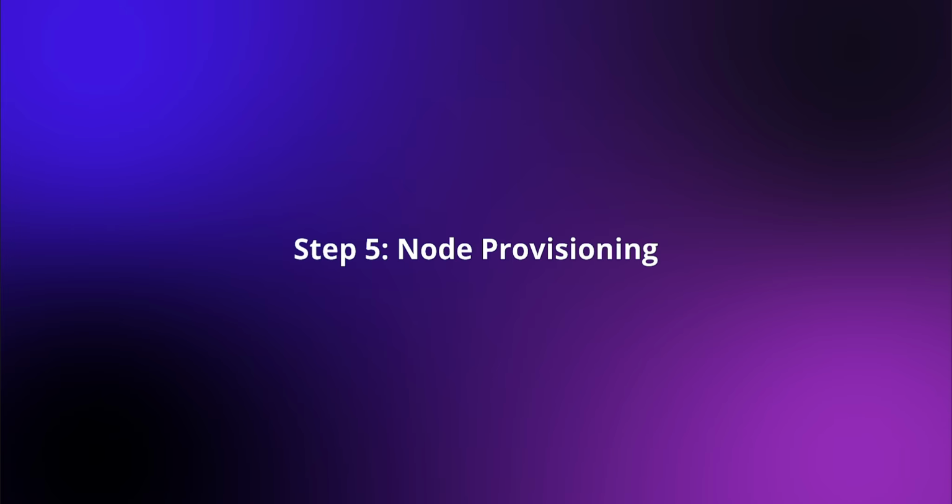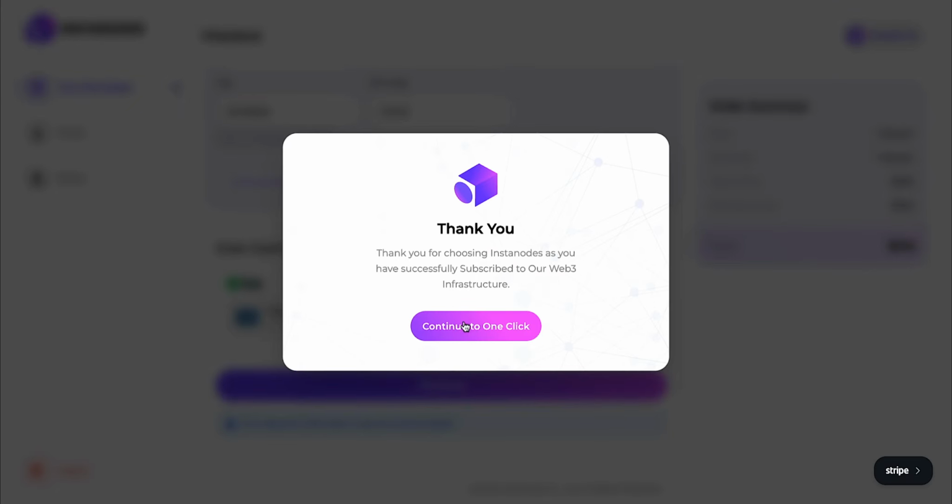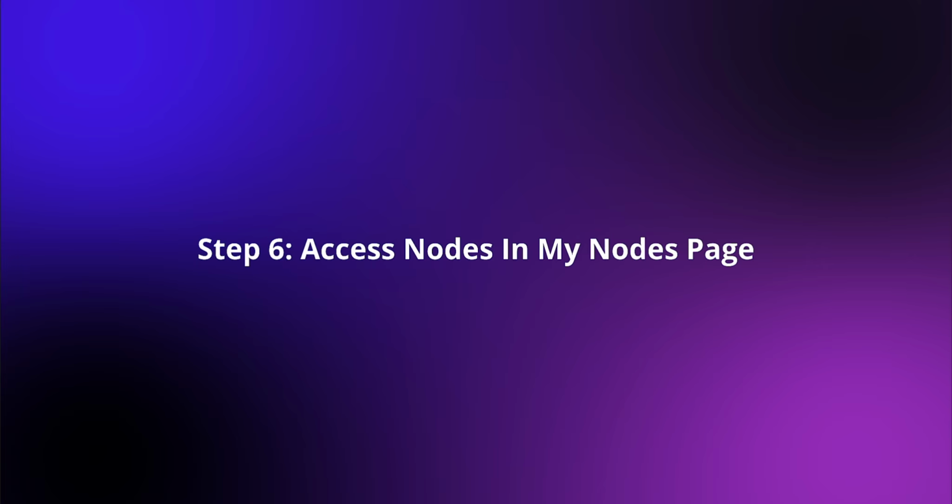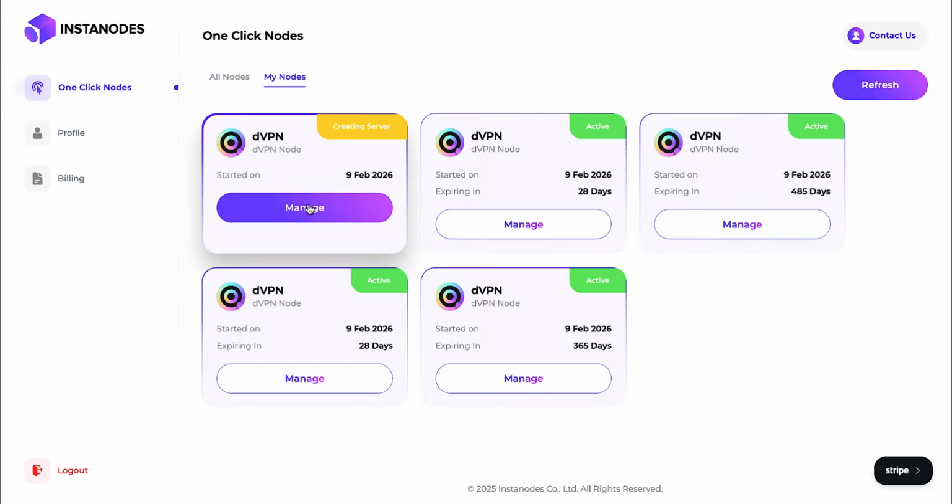Step 5. Node provisioning. After payment, you'll see a confirmation screen. Step 6. Access nodes in the My Nodes page. Go to My Nodes to monitor starting on, expiring in, node status, and manage your plan.